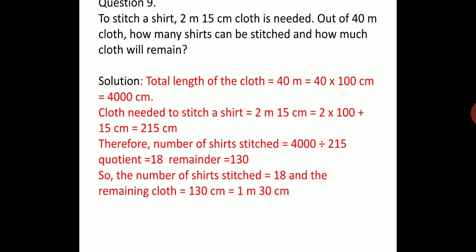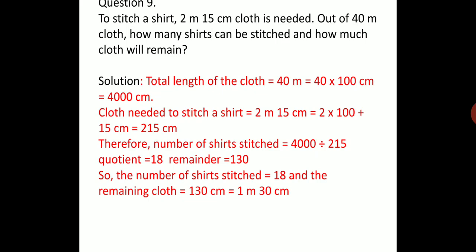40 meter. Now you can see for one shirt they have given the dimension in meter and centimeter. So we will convert all these given numbers into a single unit, the lowest one, that is centimeter. Total length of the cloth is 40 meter. By converting into centimeter it becomes 4000 centimeter. The cloth needed to stitch, again I am converting into centimeter. It becomes how much?